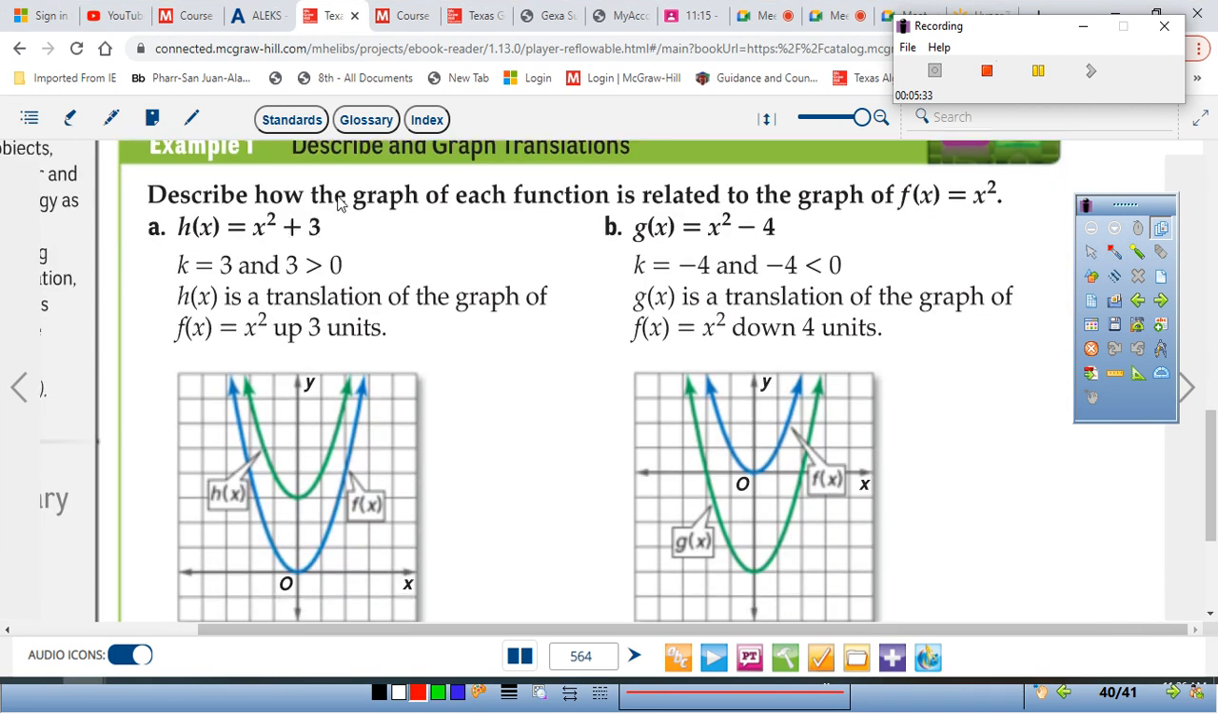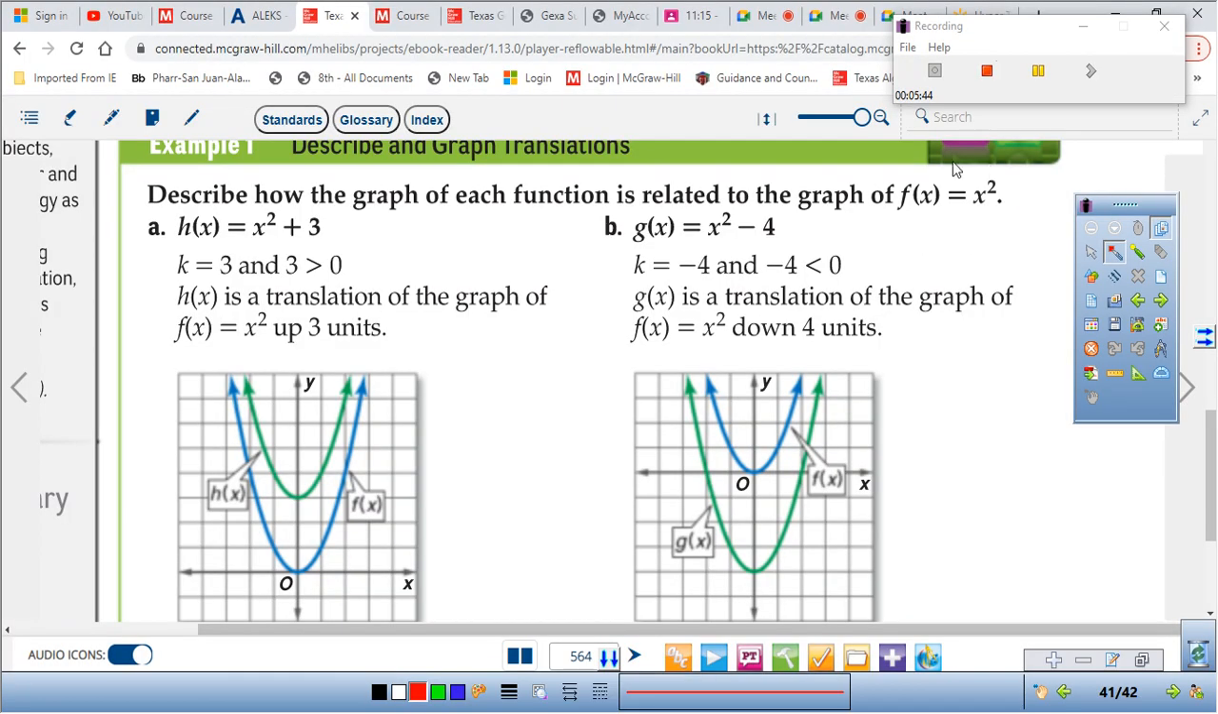So describe, and this is actually a star question. You'll probably get two of these. Describe how the graph of each function is related to the graph of the parent function. This is the parent function. They want you to describe how this one is related to the parent function.